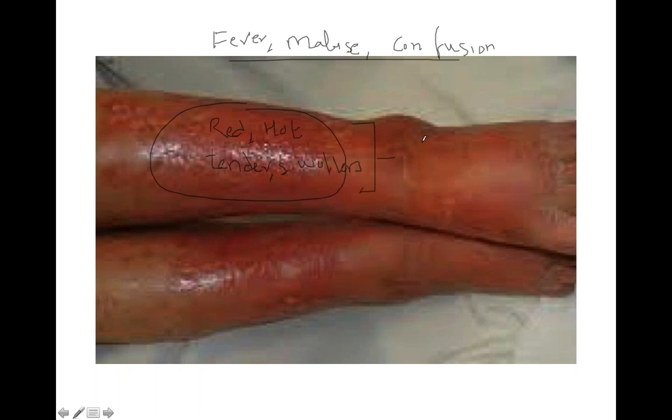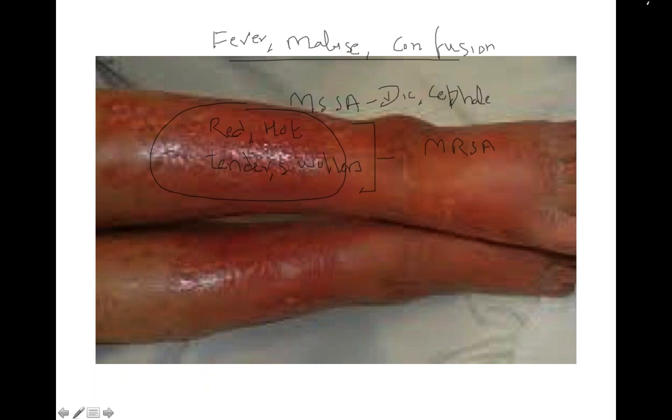So give the patient oral dicloxacillin, cephalexin, clindamycin. Cephalexin is a first generation cephalosporin. Dicloxacillin is for methicillin sensitive Staph aureus. So oral dicloxacillin and oral cephalexin are oral antibiotics which are effective against Staph aureus.